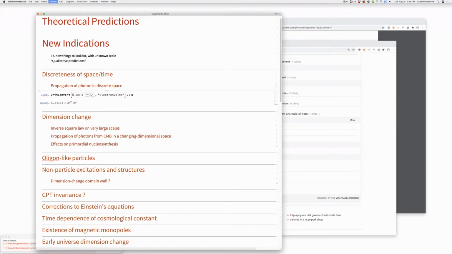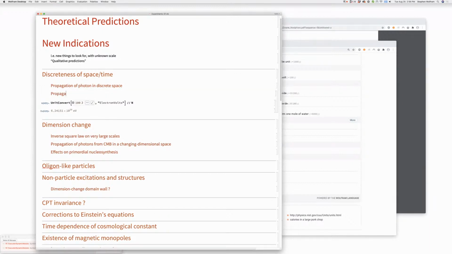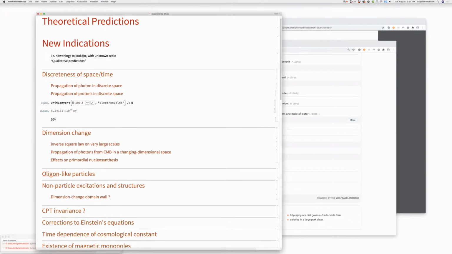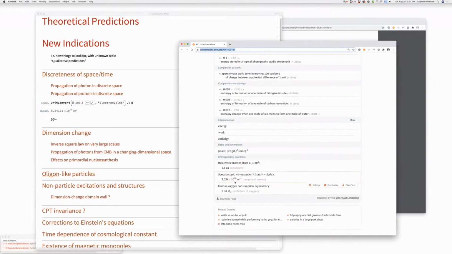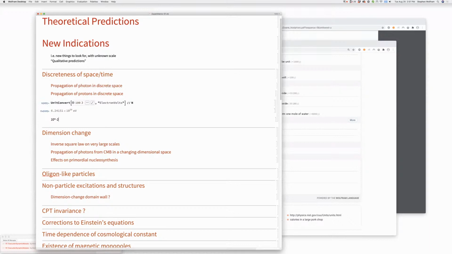So we've also got propagation of protons in discrete space. And so that energy corresponds to about 10 to the minus 26 meters, the Compton wavelength. So obviously, relative to our 10 to the minus 90 meters, that's a huge difference.